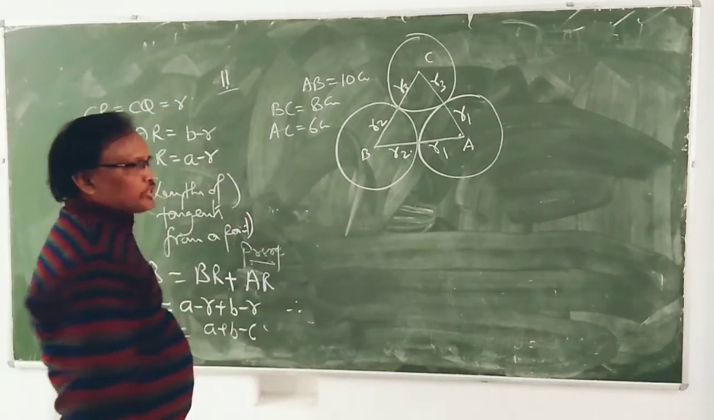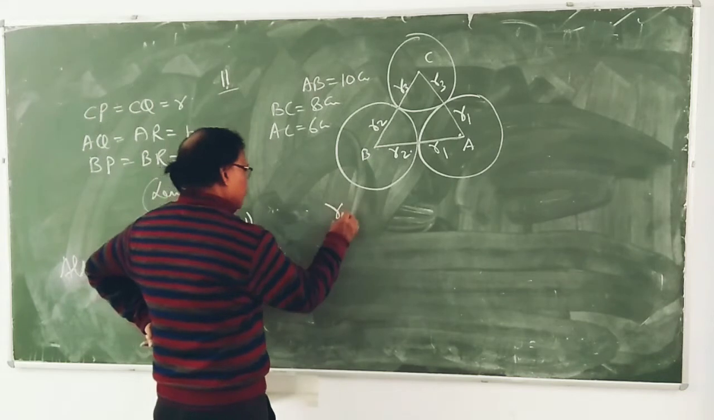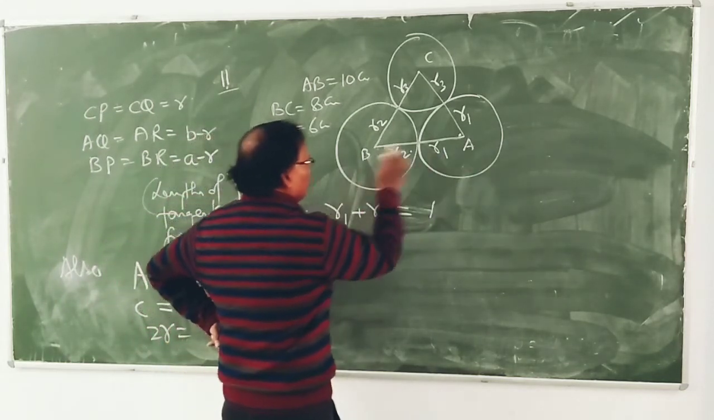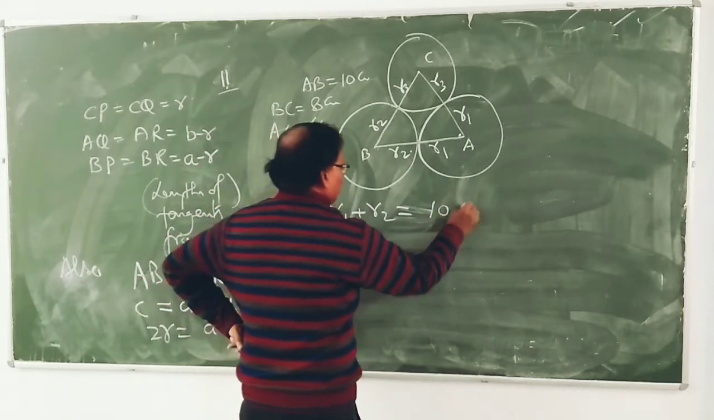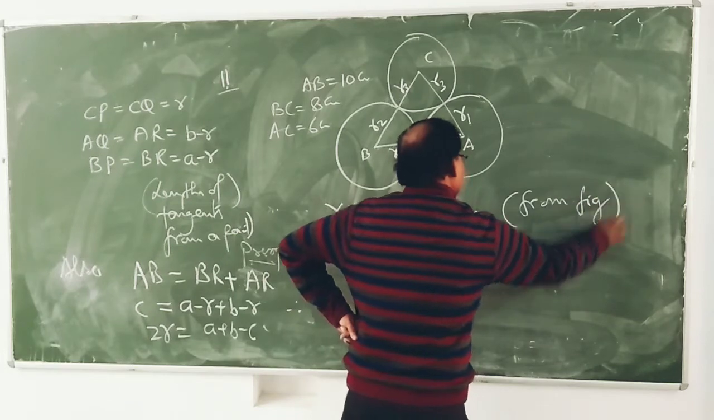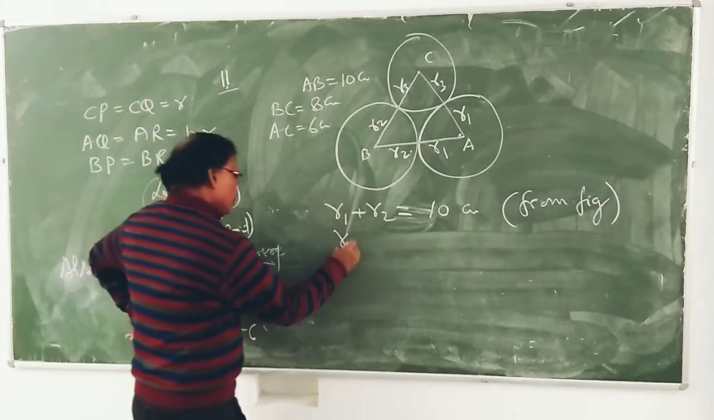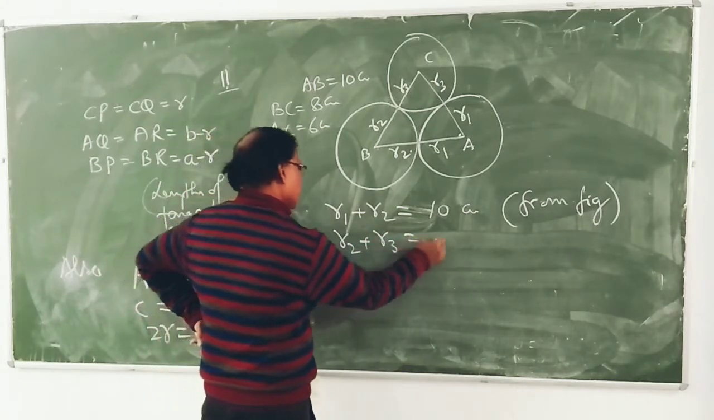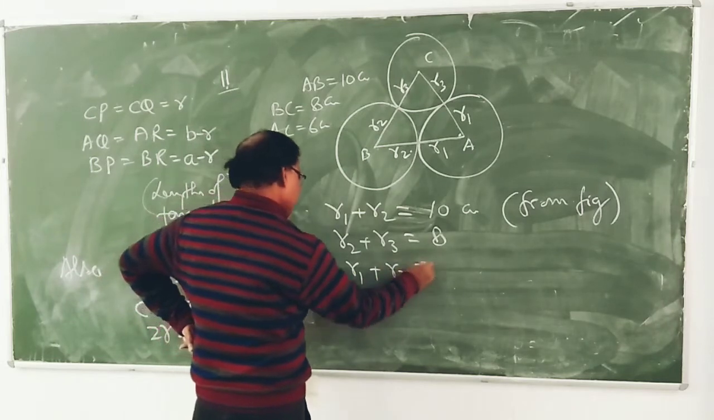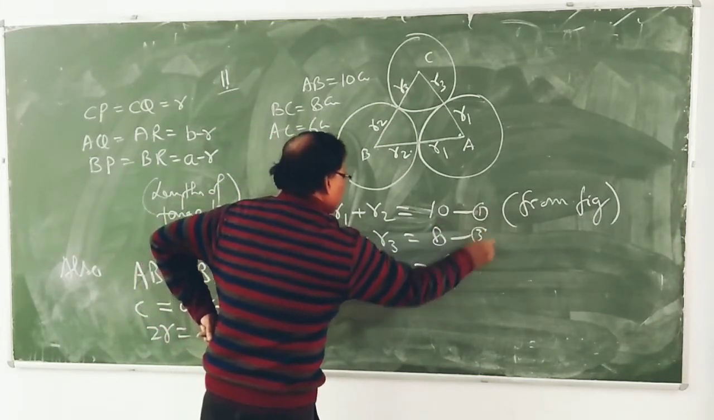क्या इसमें कोई relation बन सकता है? R1 plus R2 is equal to AB. And what is AB? 10. R2 plus R3? 8, because it is BC. And R1 plus R3? 6. So these are the three equations.